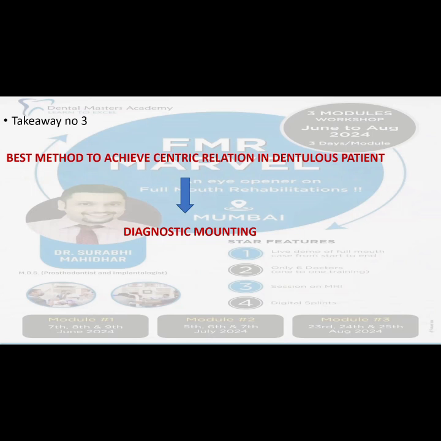Takeaway number 3, diagnostic mounting has to be a serious protocol in FMR. You can't consider mounting just like that. You can't just take maxilla, mandible, put with your hands in any relationship that you want and mount it on a hinge articulator or a mean value articulator. No, there is a serious protocol for it, and we have to follow it in order to do an FMR. So takeaway number 3, we need to do diagnostic mounting. How that has to be done, we'll see in the next slides.